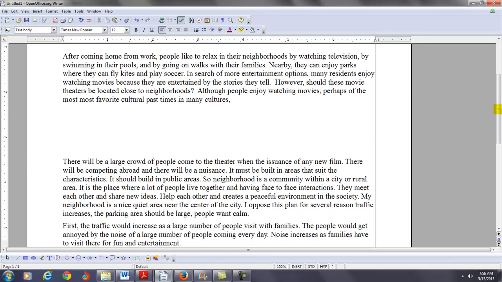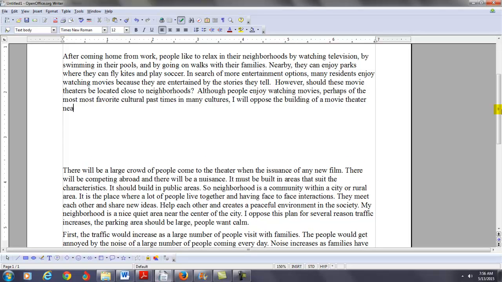Then we'll say something like this. So we have, although people enjoy watching movies, perhaps we can put here, one of the most favorite cultural pastimes in many cultures, I will oppose, or just say I oppose, I guess. I oppose the building of a movie theater near my neighborhood.